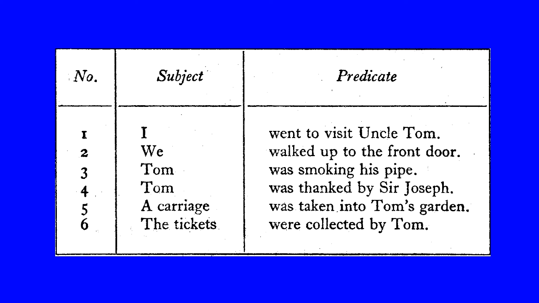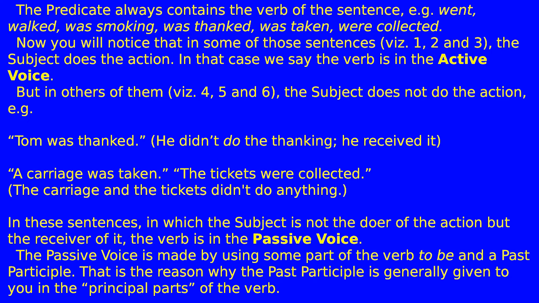Subject. Predicate. I went to visit Uncle Tom. We walked up to the front door. Tom was smoking his pipe. Tom was thanked by Sir Joseph. A carriage was taken into Tom's garden. The tickets were collected by Tom. The predicate always contains the verb of the sentence, e.g. went, walked, was smoking, was thanked, was taken, were collected.